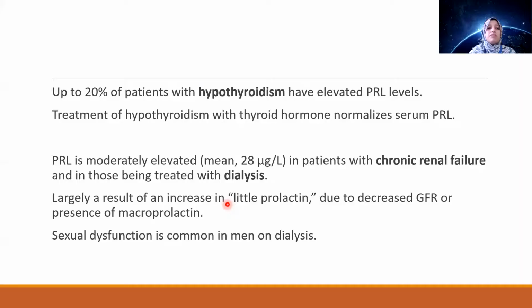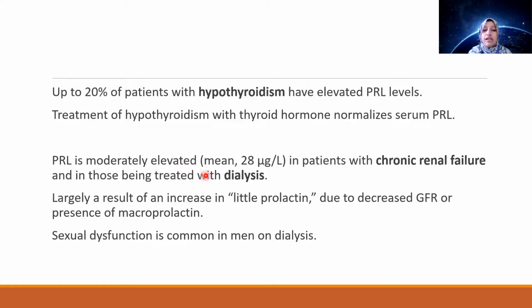Okay. So up to 20% of patients with hypothyroidism also have elevated prolactin levels, but the level does not go very high. Treatment of hypothyroidism with thyroid hormone normalizes serum prolactin. So you have to look for secondary causes, I told you. Instead of labeling the case as a prolactinoma, you first have to look for secondary causes. So hypothyroidism is one of them. And once you've detected hypothyroidism, the approach is to treat that first and recheck prolactin. And if still high, then you can proceed towards a pituitary-based prolactin source.